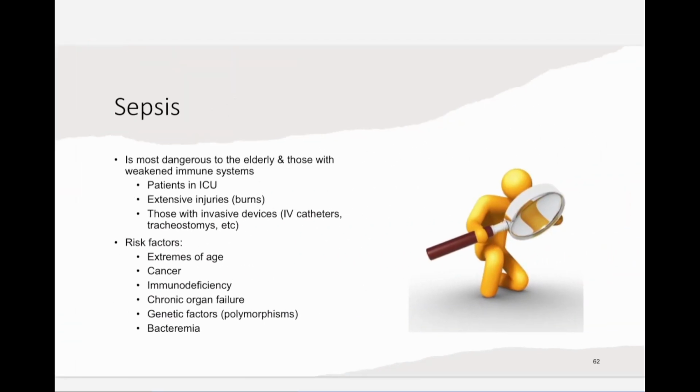Most dangerous to elderly and those with weakened immune systems. So you see this a lot, like who are susceptible to certain things. Usually it's going to be age extremes, very old, very young, or people who are immunocompromised. So ICU, people with extensive burns, and anyone with an invasive device. So if you have a catheter in, a pacemaker, a trach, something that's even a joint replacement.